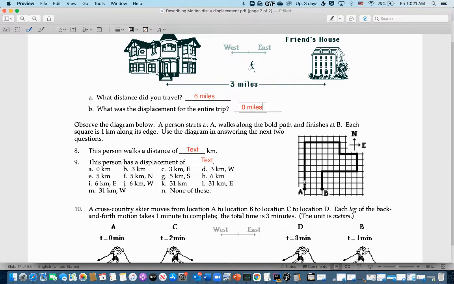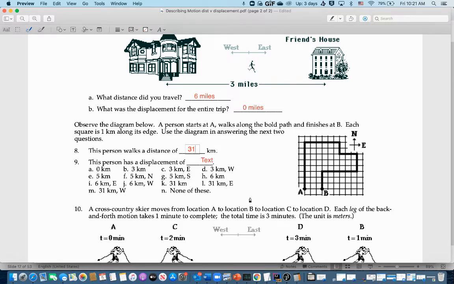So I got 1, 2, 3, 4, 5, 6, 7, 8. I turn the corner here, 9, 10, 11, 12, 13, 14, turn, 15, 16, turn, 17, 18, 19, turn, 20, 21, 22, turn, 23, 24, 25, 26, 27, 28, turn, 29, 30, 31. So the total distance that this person walks is 31 kilometers right there. Now displacement.